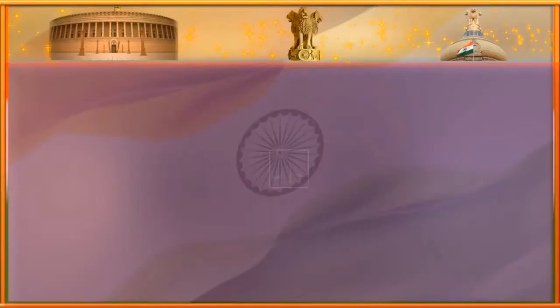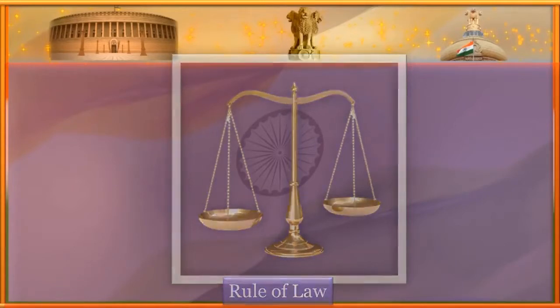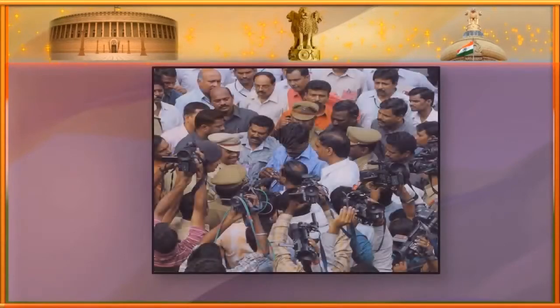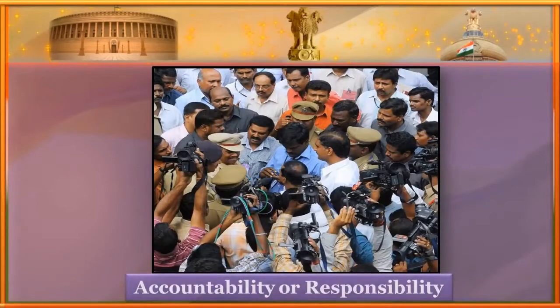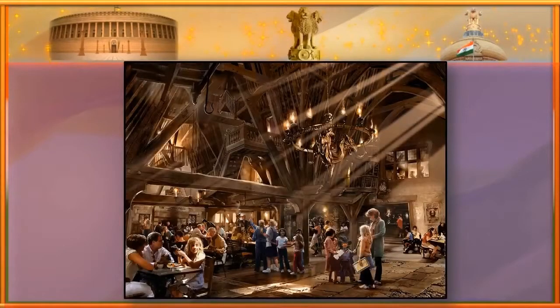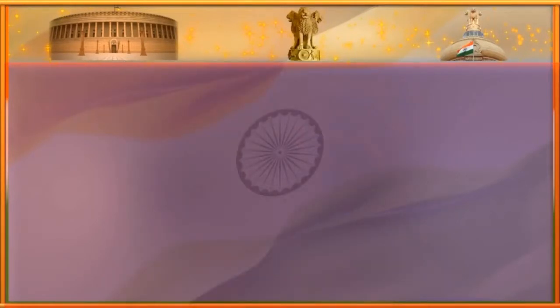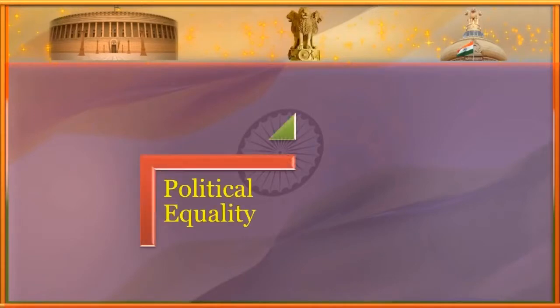The first step was the establishment of the rule of law. The second step was the establishment of the principle of accountability or responsibility. The third step was the development of the idea of adult franchise. The fourth step was the extension of the idea of political equality to economic equality.